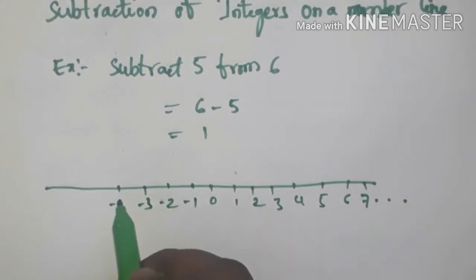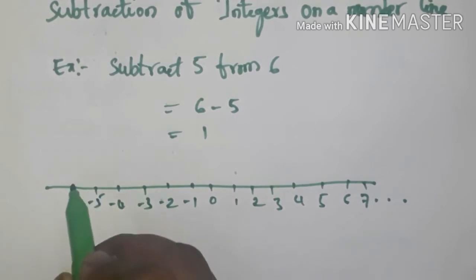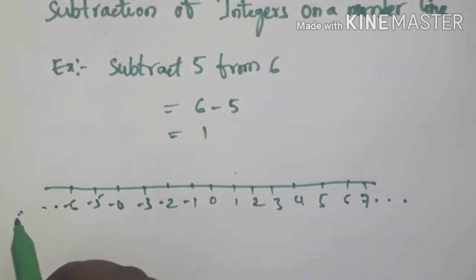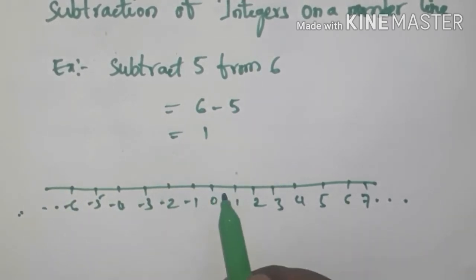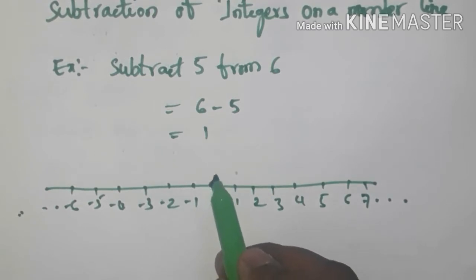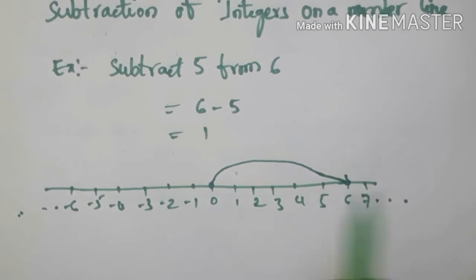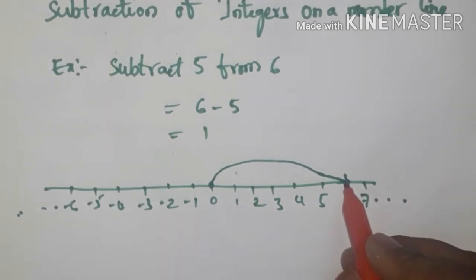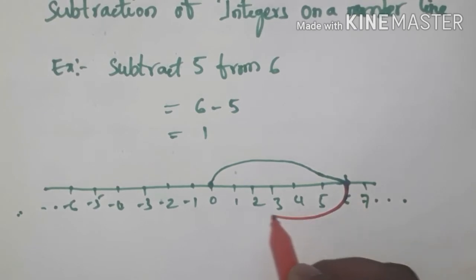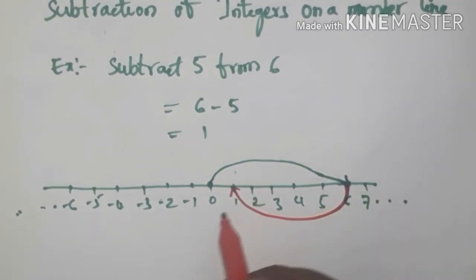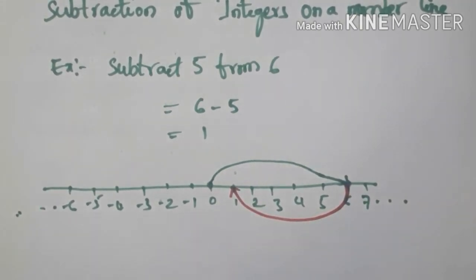So in 6 and 5, the first number is 6. So first move 6 steps to the right of 0, that is 0 to 6, and then move 5 steps left from 6, that is 6 to 1. So the answer will be 1.